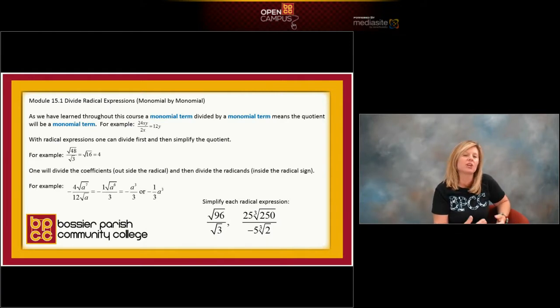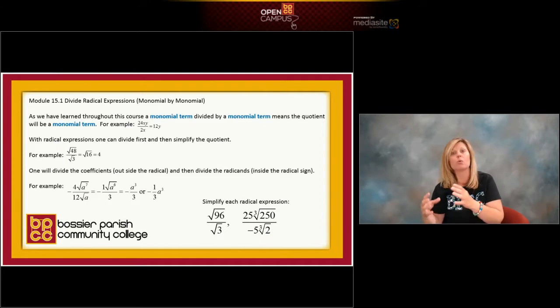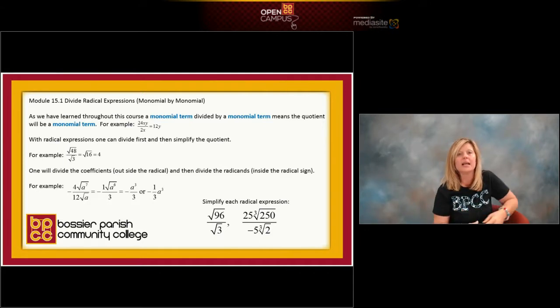And the most important thing is to understand this. If we're dividing and our numerator and our denominator are inside a radical sign, that means our quotient will be inside that radical sign. And then when we give our final answer, remember, because we're dealing with roots, we're going to have to make sure it's in simplest form.